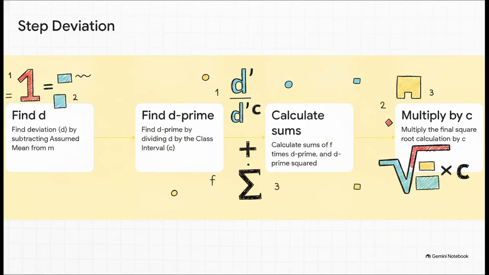Okay, let's walk through the steps to unlock this advanced method. Step 1, just like before, find your deviation d by subtracting the assumed mean A from the midpoint M. But step 2, this is the brilliant part. We find d prime by taking d and dividing it by the class interval c. This dramatically scales down your numbers. I mean, it turns intimidating double or triple digits into simple 1s, 2s, and 3s. Step 3, calculate f times d prime and f times d prime squared. Finally, step 4, after you run those tiny, easy-to-manage numbers through the square root formula, you just multiply the final root by c to scale everything back up. It's an absolutely ingenious way to sidestep heavy arithmetic.